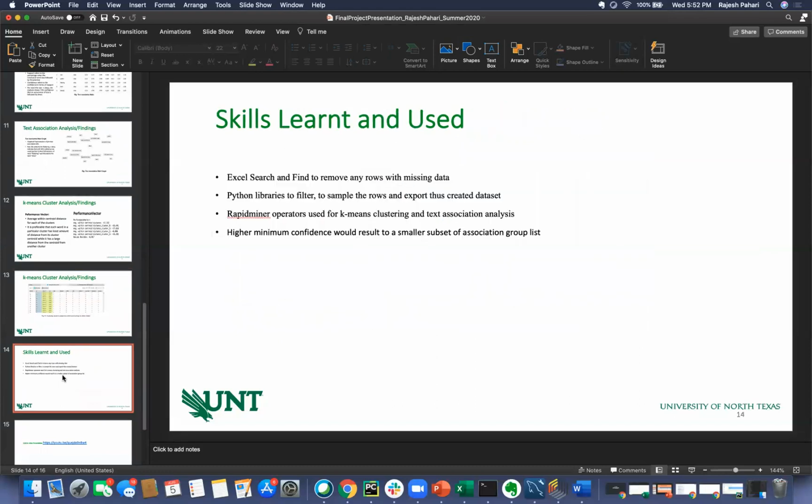Let's talk about the skills learned and used in this project. Utilizing search and find to remove any rows with missing data, Python libraries to filter and sample the rows, and to export the dataset thus created. And likewise, using several RapidMiner operators for K-means clustering and text association analysis. Also, we only saw the rules for the conclusion word dress. That is because it looks like a higher minimum confidence would result in a smaller subset of the association group list.